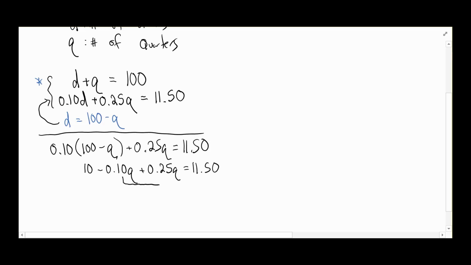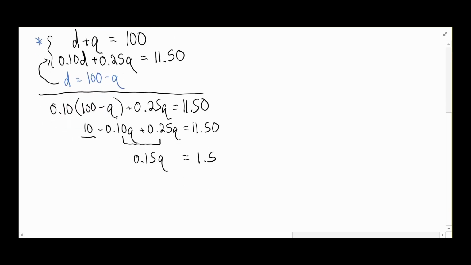Now we can combine like terms with our Q's. 0.25 minus 0.10 gives us 0.15Q. And we can go ahead and subtract the 10 to the other side, leaving us with 1.5. So now if I divide both sides by 0.15 in order to get the Q by itself, I'm going to get Q equals 10. We have 10 quarters here. So let's go ahead and plug this back in to figure out how many dimes we have.